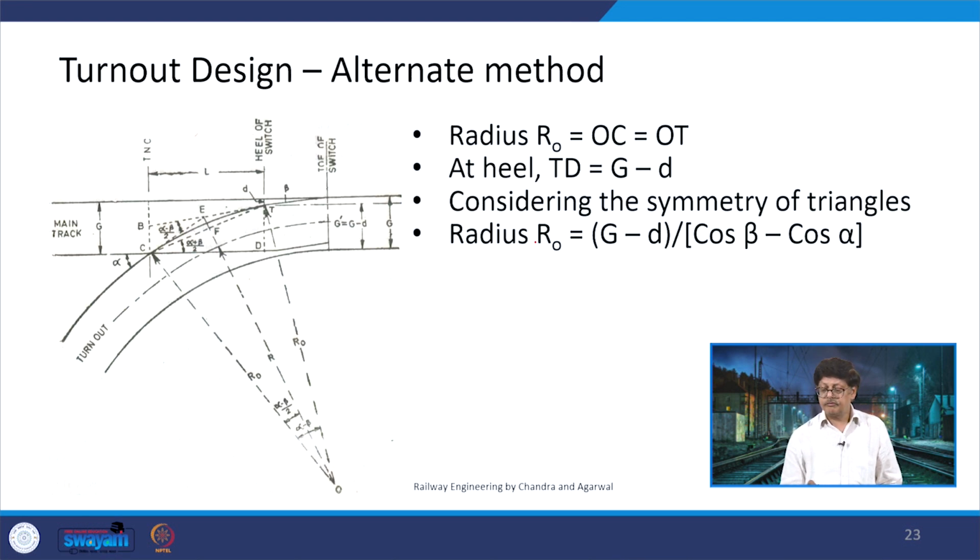Now, this R naught, if you calculate, is OC and that is equal to OT. So, R naught is OC here or OT here, and for the heel we have calculated that TD is G minus D. Going by the geometry here, R naught can also be calculated by this formula, which is G minus D divided by the difference of cos of beta and cos of alpha, where beta is the switch angle and alpha is the crossing angle.